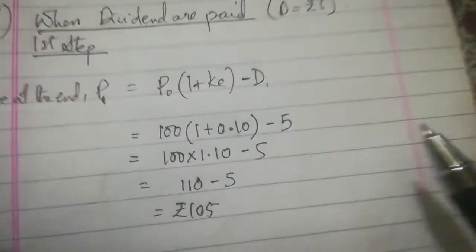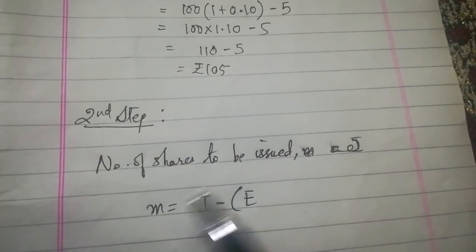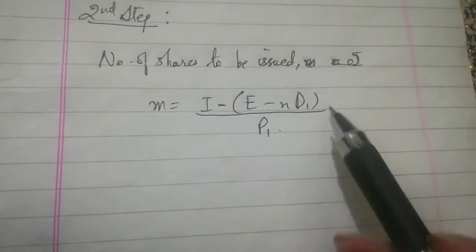Very simple. Now let's move on to the second point. Second point is you have to find out number of shares to be issued. That is M. And the formula is M equals I minus E minus ND by P1. All of this you already have. So just substitute I. See, I is 5 lakhs. So write 5 lakhs.